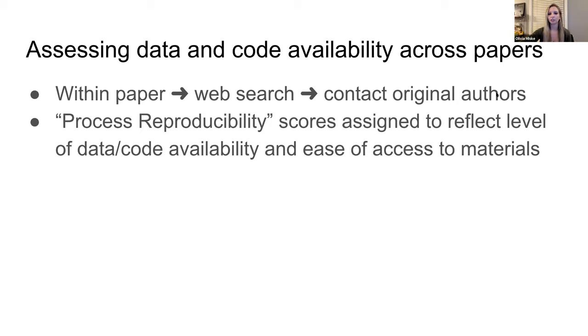And as we do this, we assign what we call process reproducibility scores, and they're meant to indicate whether data or code are available and also kind of gauge how easy it is to access original materials. So for example, whether materials were linked in the paper versus stored publicly online versus not publicly available, but an author sent them to us after we contacted them. So this allows us to take a look into how data availability and sharing rates differ across disciplines and different journals and over time.